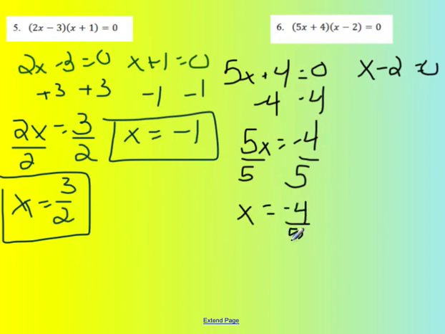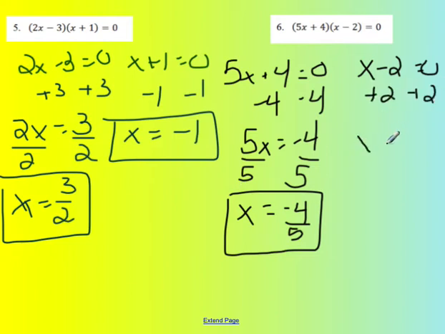So that's your final answer for the first one. Then for the second one, we need to add 2 to both sides, and we get that x is equal to 2. So that's your final answer for number 6.